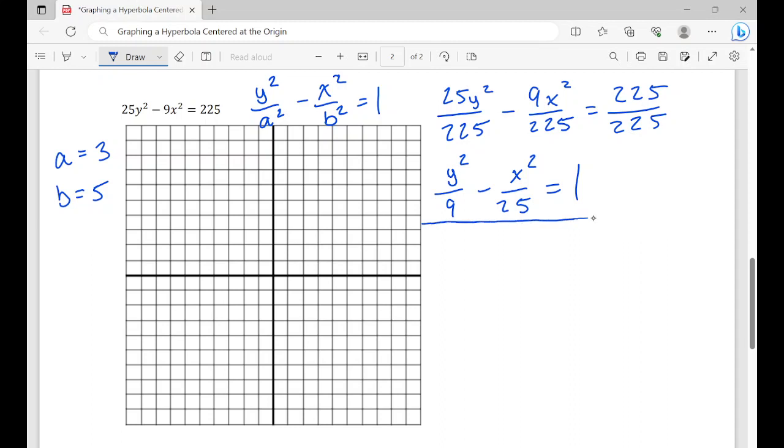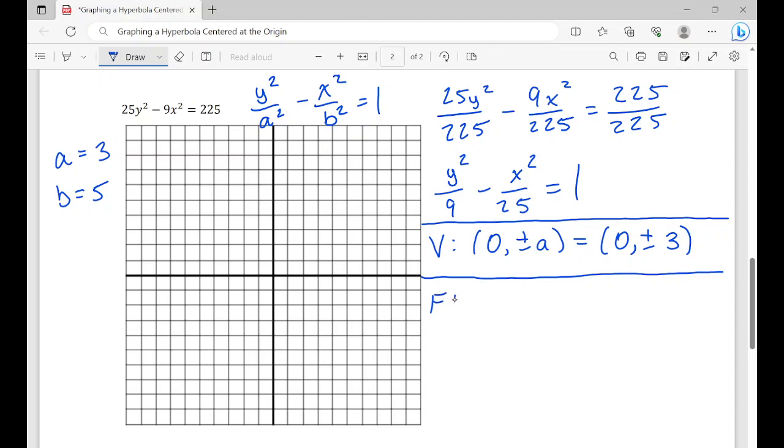So let's start off with the vertices. The vertices are going to be in the form of 0, comma, plus minus a. And a in this case is 3, so 0, comma, plus minus 3. So there are my vertices.